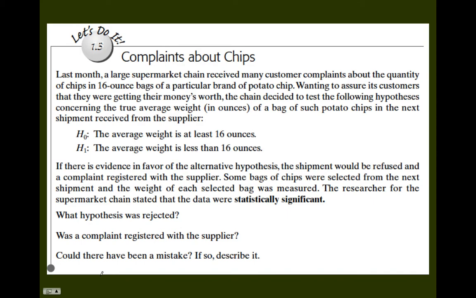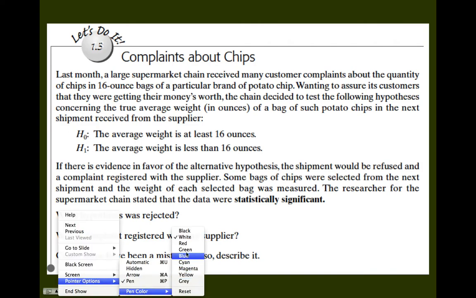If there is evidence in favor of the alternative hypothesis, the shipment would be refused and a complaint registered with the supplier. Some bags of chips were selected from the next shipment and the weight of each bag selected was measured. The researcher for the supermarket chain stated that the data were statistically significant.